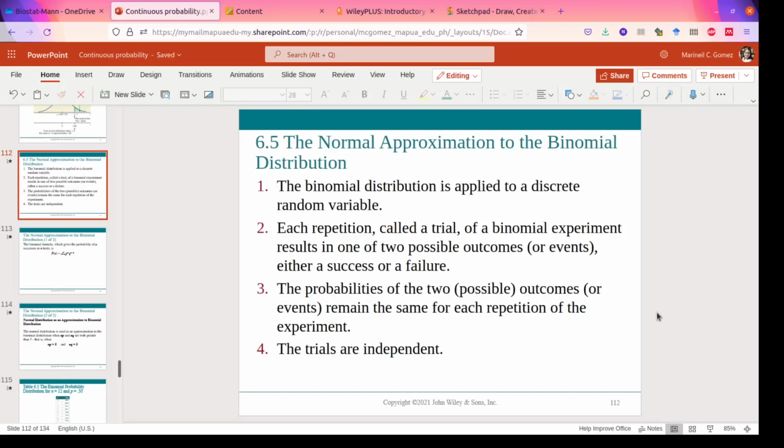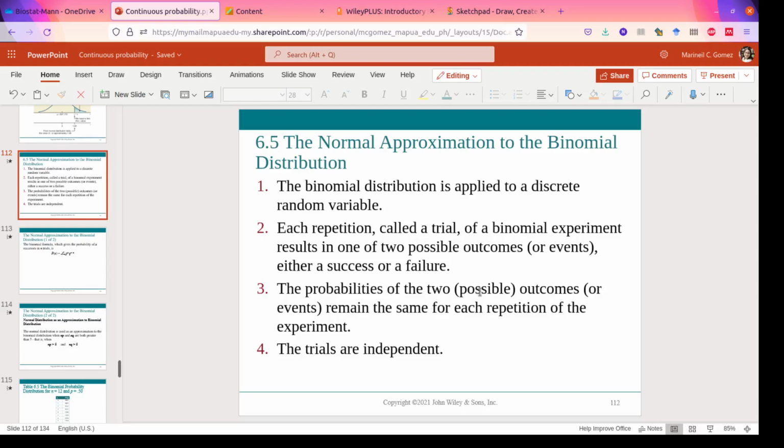Okay, in the previous lecture, we discussed the binomial distribution, and these are the characteristics of a binomial experiment. The binomial distribution is applied to a discrete random variable, so take note, it is a discrete random variable. Each repetition of your experiment is a trial of your binomial experiment. The result for each trial is just one of two possible outcomes or events. So it's either success or failure, in other terms, either your desired outcome or your undesired outcome.